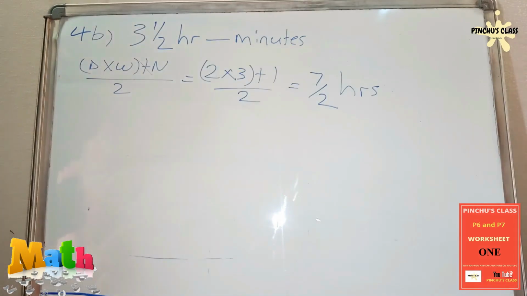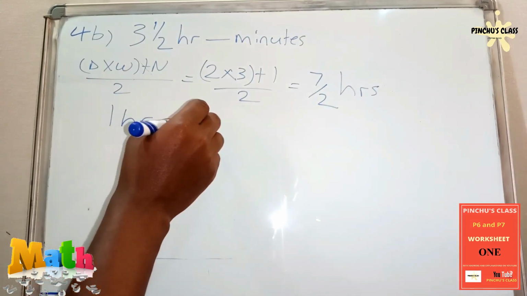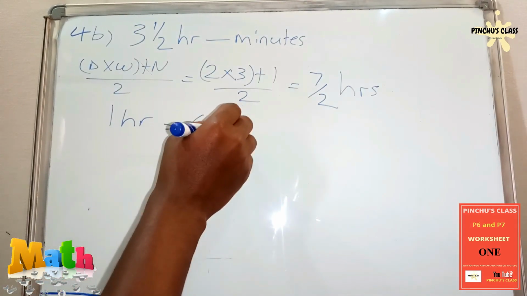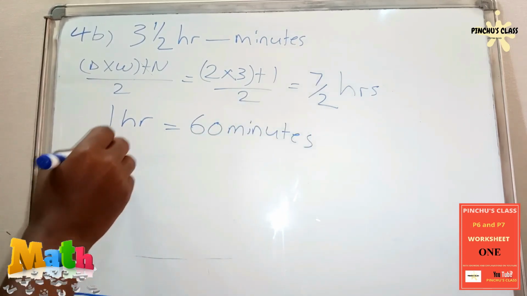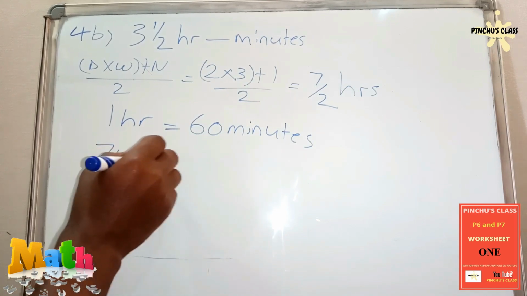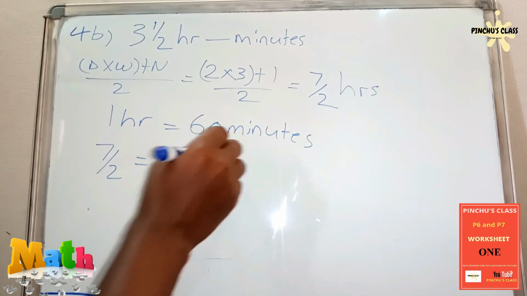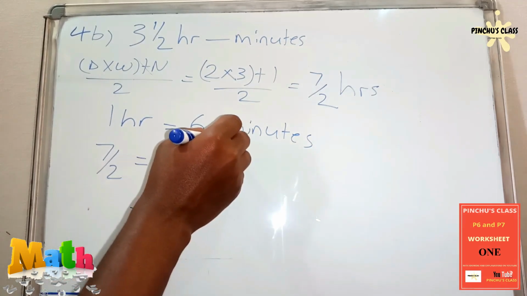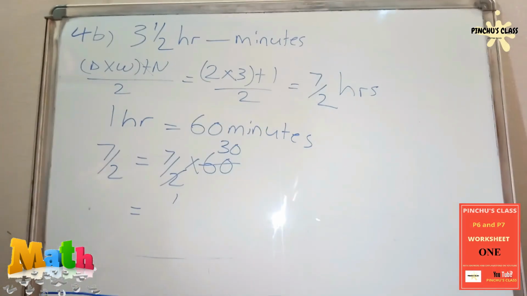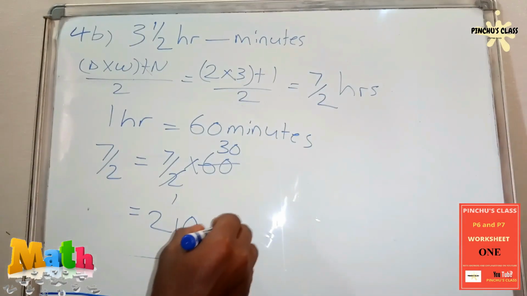Now we are changing that to minutes. Remember, 1 hour is equal to 60 minutes. Therefore, 7 out of 2 will give us 7 out of 2 times 60. We divide, and our answer is going to be 210 minutes.